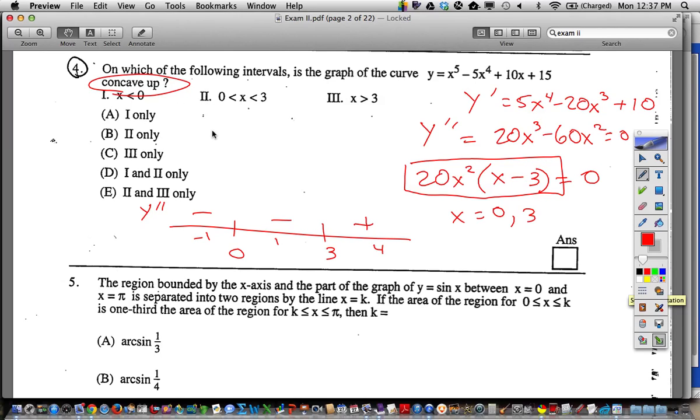So it's kind of like when's the particle moving to the right. We want a number line, because moving to the right is when the velocity is positive, left when the velocity is negative. Concave up or down is when the second derivative is positive or negative. So just chart stuff here. So concave up is greater than 3. So Roman numeral 3 is the one. Okay? But if it was an inflection point question, then it would be just that one at x equals 3 that would be your inflection point.